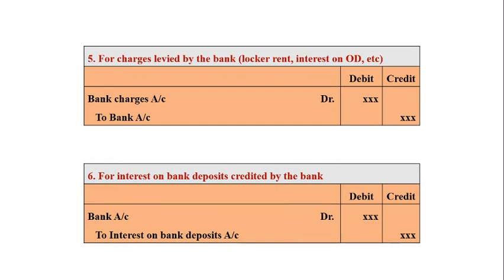6. For interest on bank deposits credited by the bank. The business unit may have some deposits with the bank for which the interest may be credited by the bank. It is an income. So it is a nominal account. The rule is credit all incomes and gains and therefore it is credited. Bank receives the money and therefore bank account is debited. So the journal entry is bank account debtor to interest on bank deposits account.